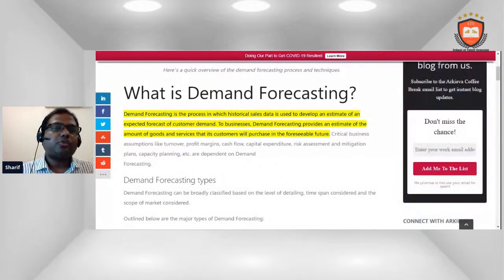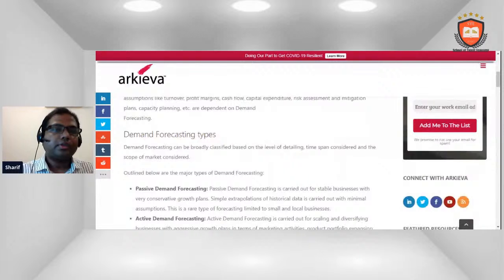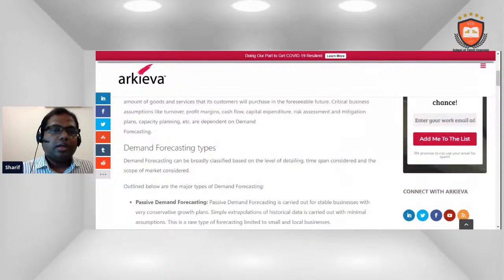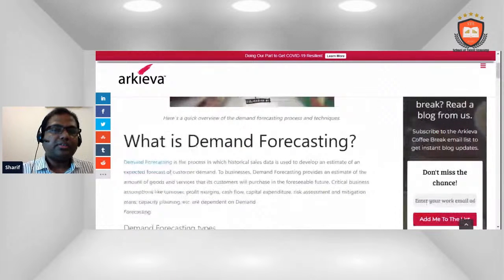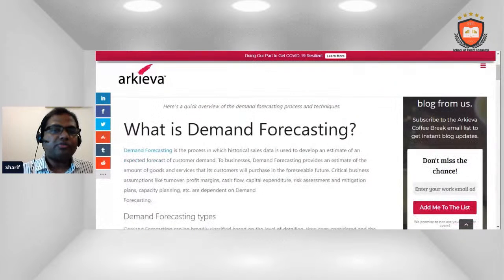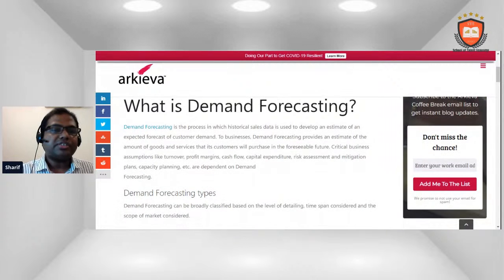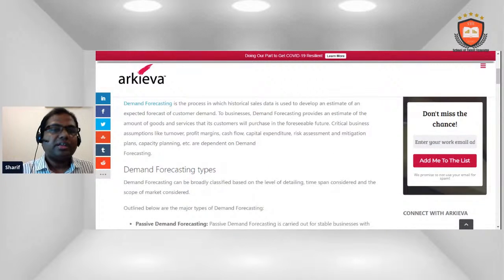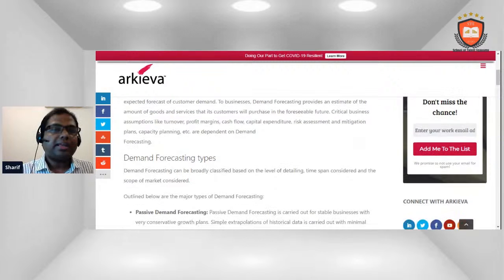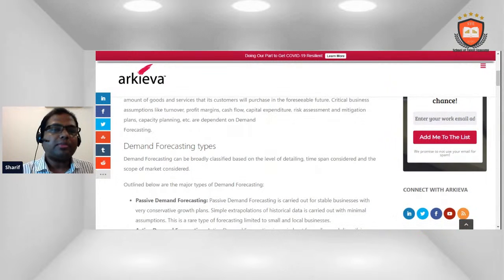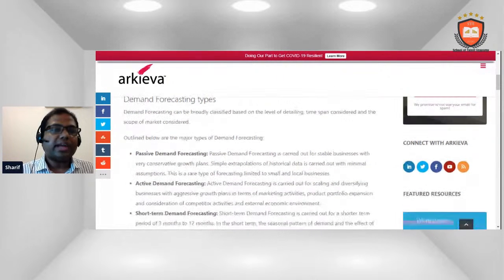Demand forecasting is the process in which historical sales data is used to develop an estimate of an expected forecast of customer demand. Business demand forecasts provide an estimate of the amount of goods and services that its customers will purchase in the foreseeable future. Critical business assumptions like turnover, profit margin, cash flow, capital expenditures, risk assessment, mitigation plan, capacity planning, etc. depend on demand forecasting.